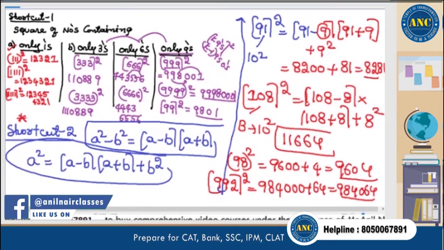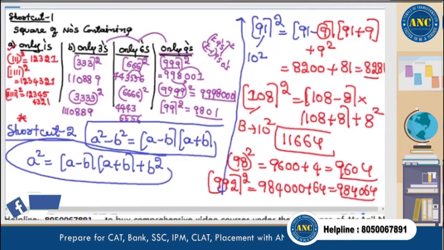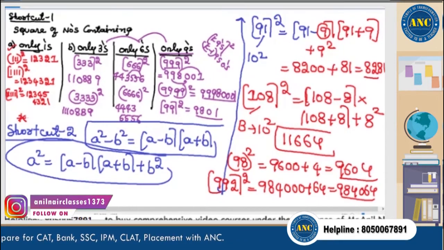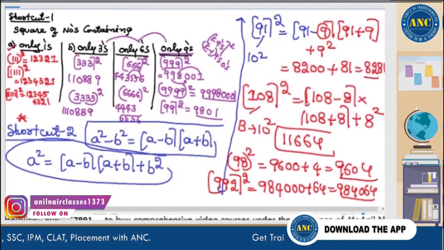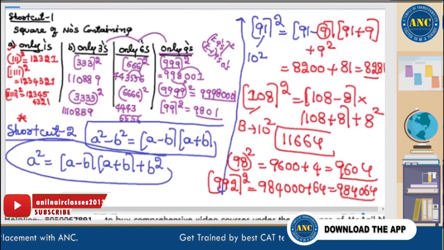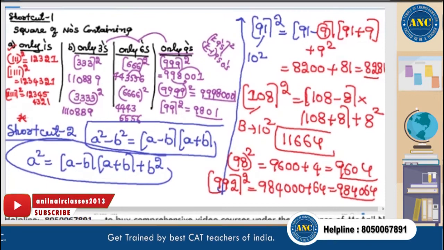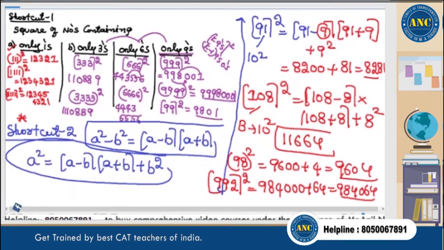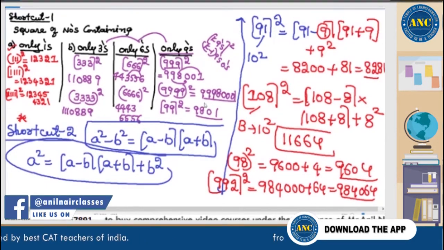A square minus B square is A minus B into A plus B. For 91, the difference from 100 is 9: 91 minus 9, 91 plus 9. Please write down shortcut 3. Actually, you don't need to write shortcut 3, which we will discuss in the next session.